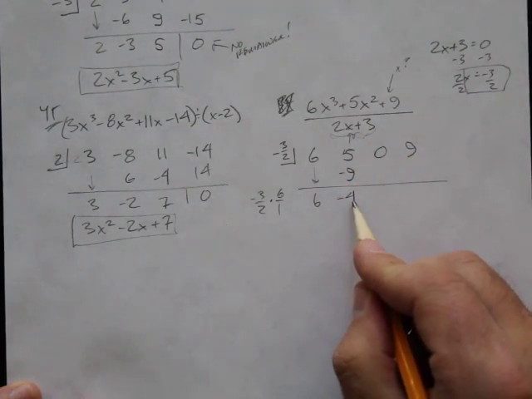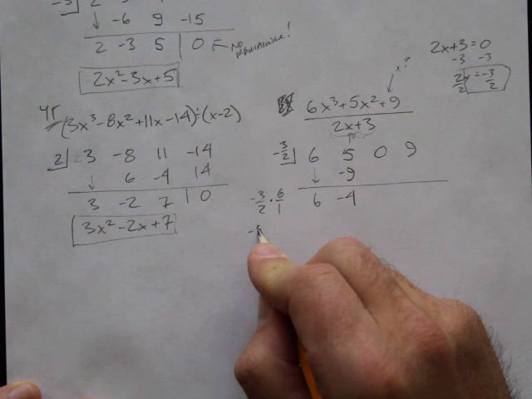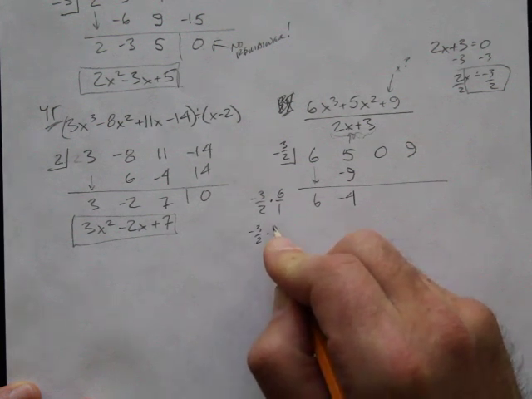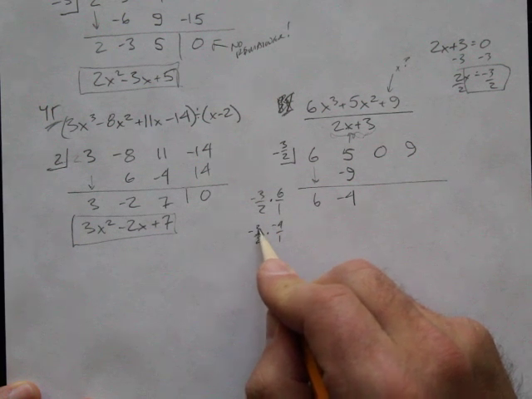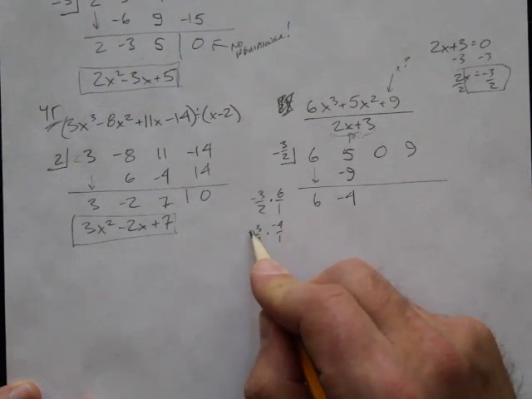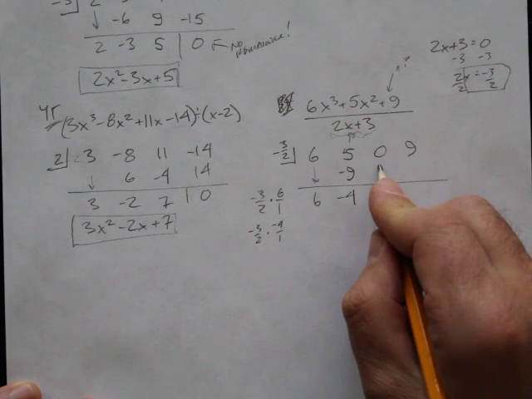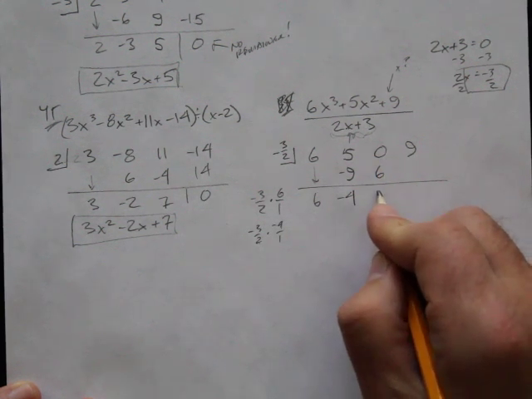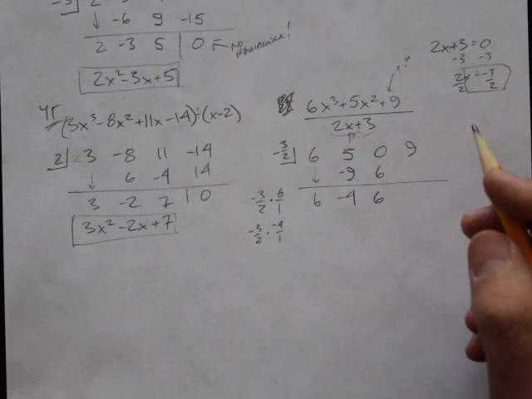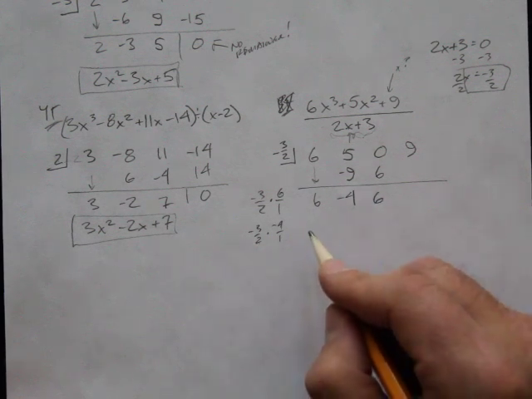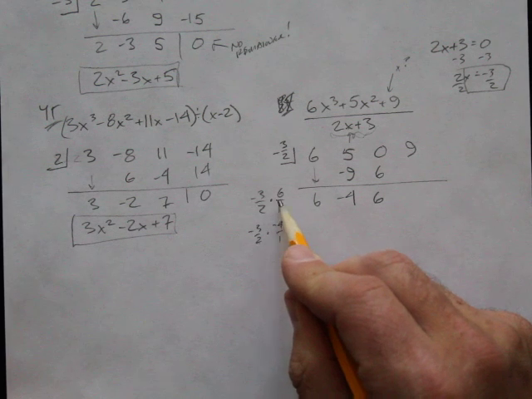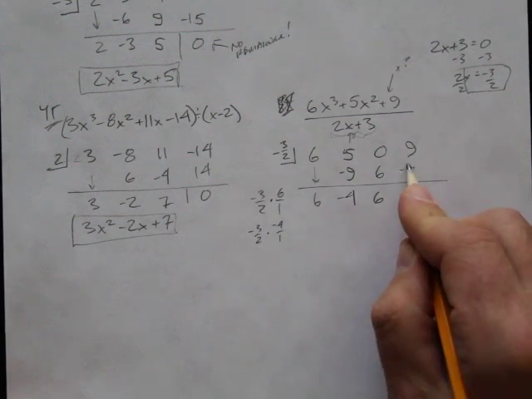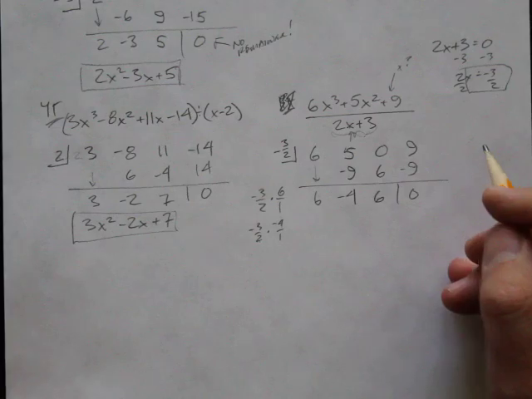All right, negative 4, I'm not sure what that is either. Negative 3/2 times negative 4 over 1. 4 times 3 is 12. 12 divided by 2 is 6. Negative times a negative is a positive. Positive 6. 0 and 6 is 6. Now, negative 3/2 of 6, I've already done that one, right? So negative 3/2 times 6 is negative 9. So negative 9, 0. Whew, no remainder.